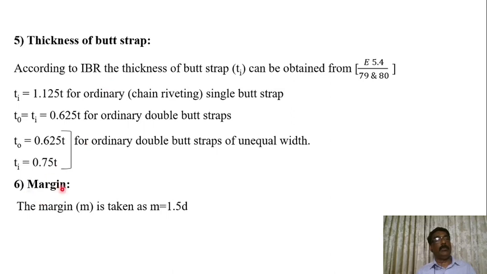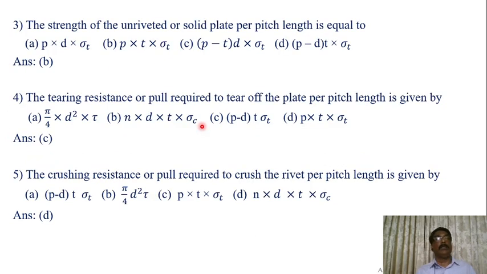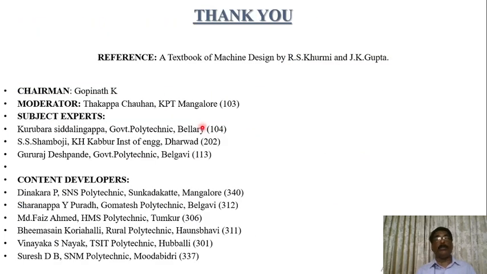The last parameter we have designed is the margin, that is the distance from the center of the rivet to the edge of the plate. It is to be taken as m = 1.5d in order to avoid the failure of tearing of the plate at the edge. Some multiple choice questions we have also studied, and that completes the topic of this session. Thank you.